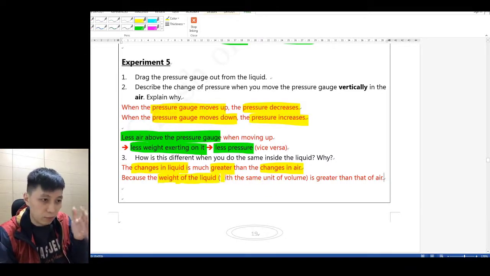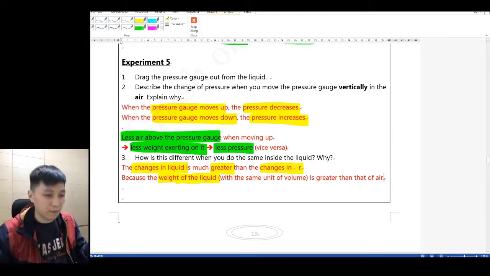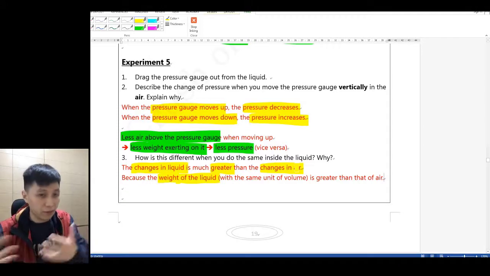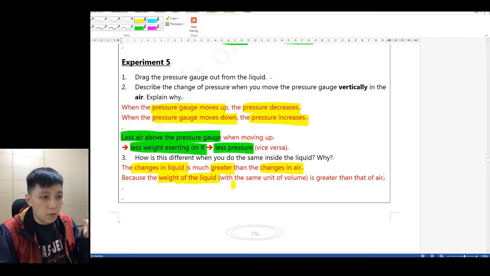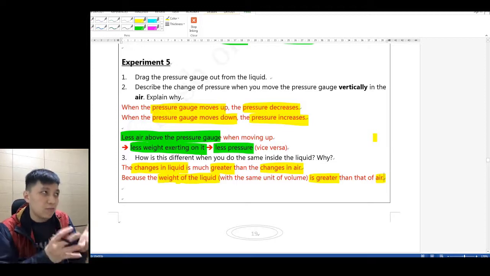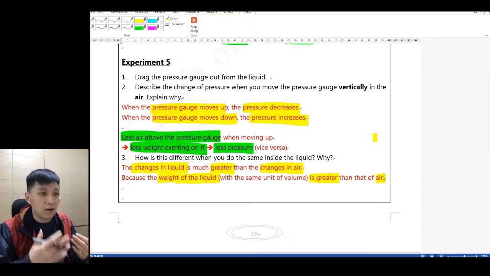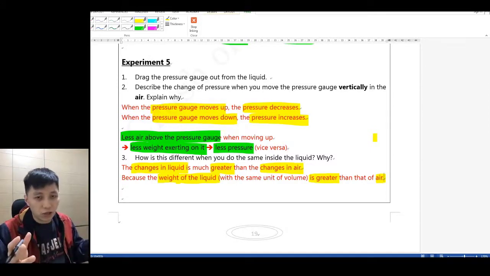So I put a bracket with the same volume, because if you say more volume of air, then that's not a fair comparison. We are comparing the same amount of volume. So the weight of the liquid per unit volume is going to be greater than that of air, and that's also related to density. Air, you can imagine, is just an extremely small density of fluid in general.